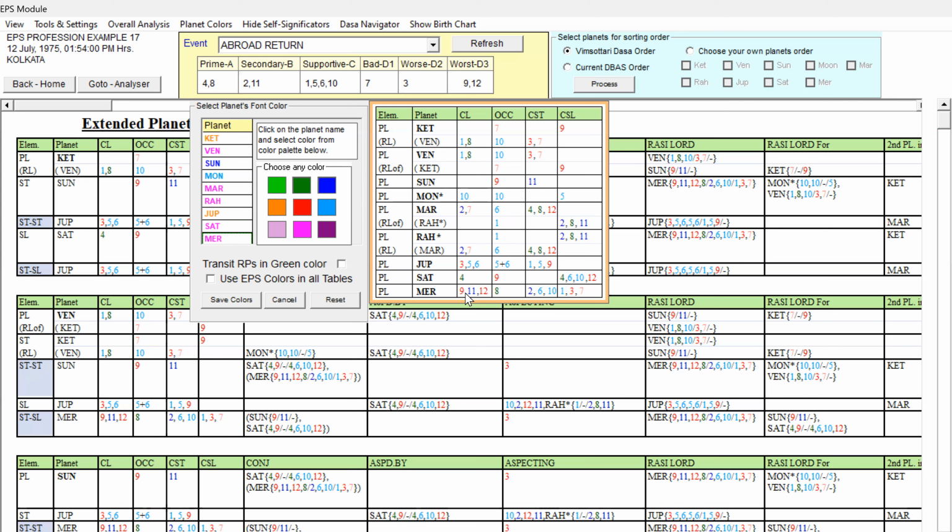Mercury is having both favorable, so like Sun, Mercury also we can give blue, then only we can differentiate from other planets, because Mercury having both favorable and unfavorable strongly present, along with that favorable houses are present, so we can say it is blue, it is mixed. So we can differentiate with the colors according to your convenience.